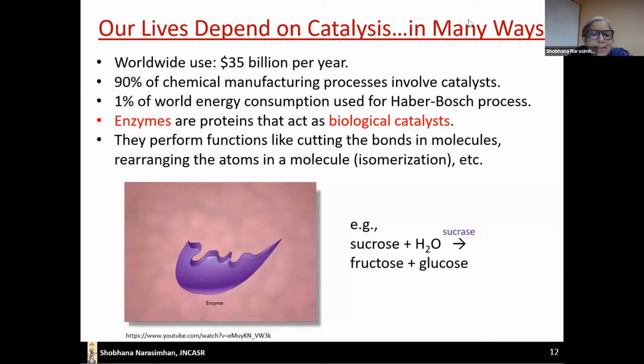Also in our bodies, catalytic processes are going on. Enzymes are proteins that act as biological catalysts. For example, this animation is showing one of the enzymatic processes that goes on in our bodies. If we consume sucrose, which is table sugar, then an enzyme, a catalyst called sucrase, helps break it up before it can be absorbed in our bodies. It's split into two simpler sugars, fructose and glucose, which is the process being shown here.